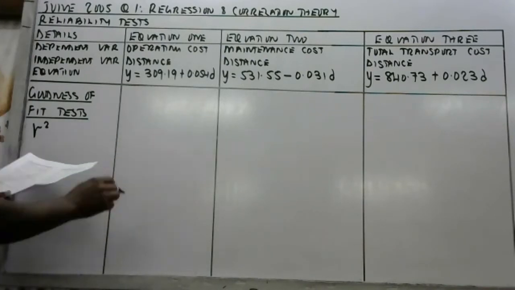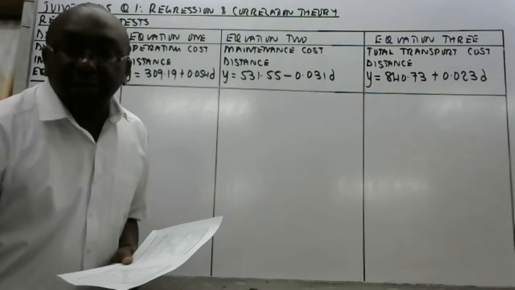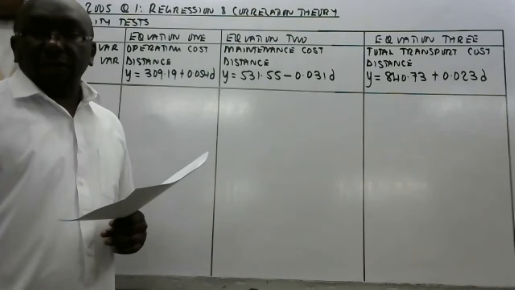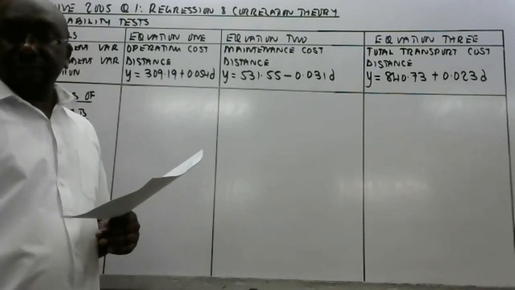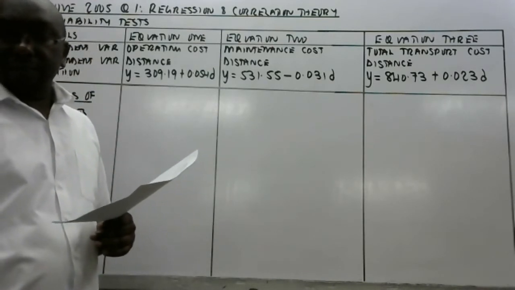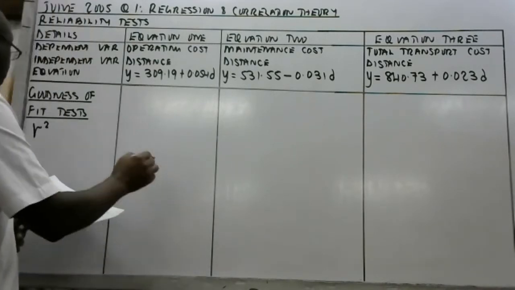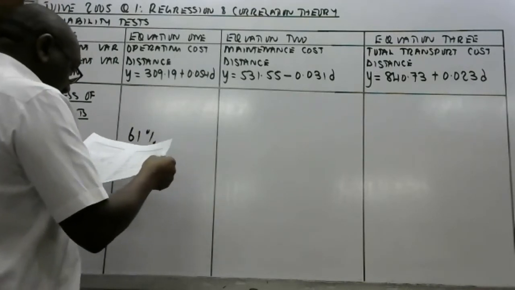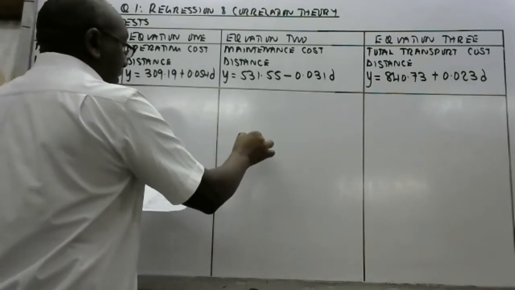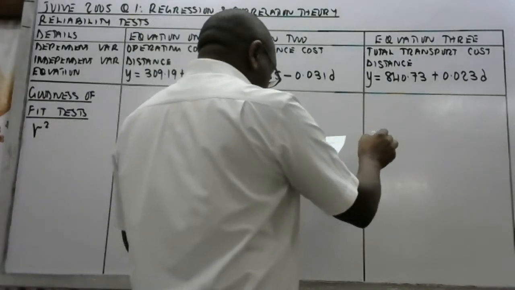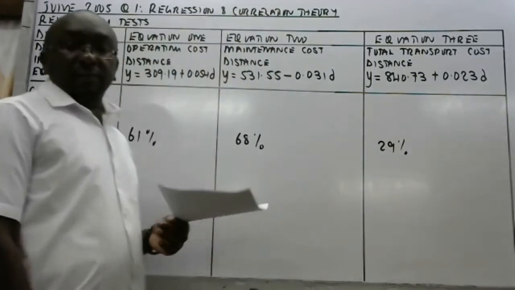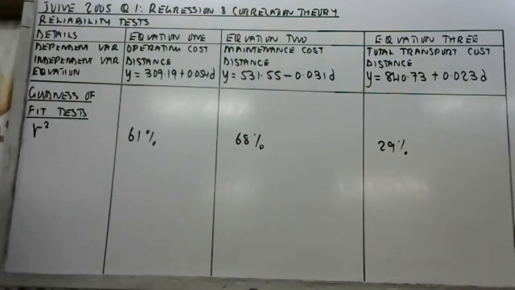Equation 1, do you see it, it has what value? Yeah, 61, so you can make it 61%. Equation 2 has 68%. Equation 3 has 29%. That is regarding R square.